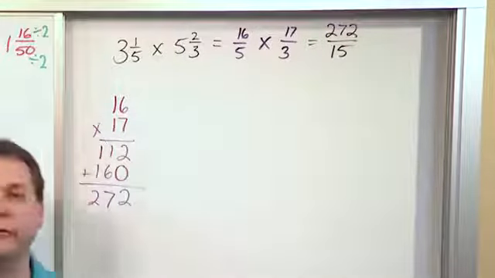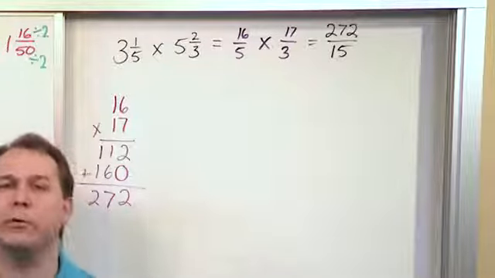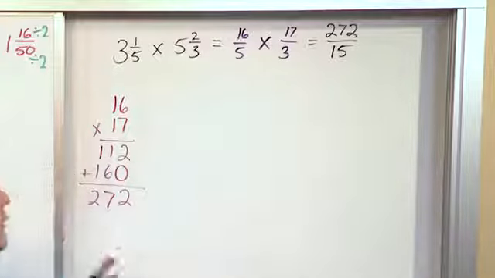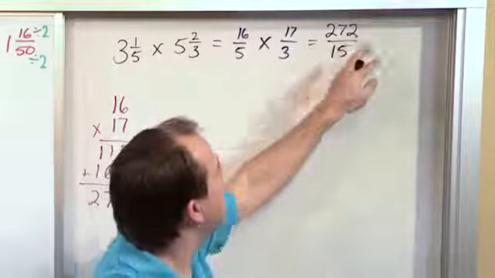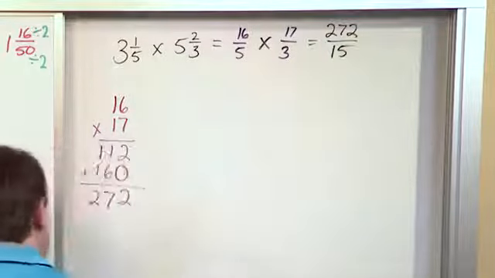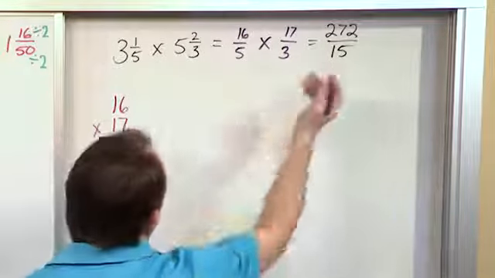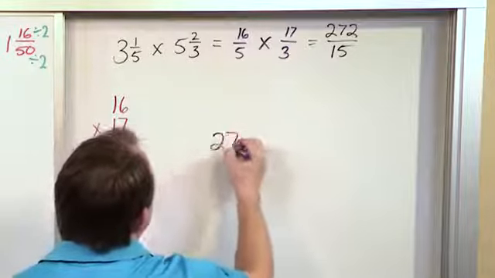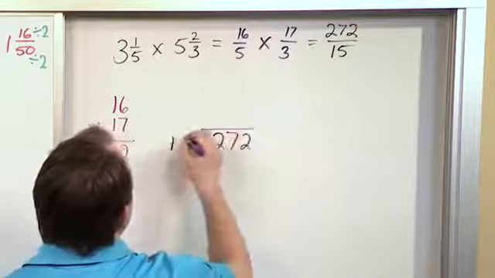So that's the answer in terms of an improper fraction, but we always want to convert. So we always want to see how many times will 15 go into 272. So let me change colors down here and go down. I can't figure that out off the top of my head, so I'll say 272 divided by 15.